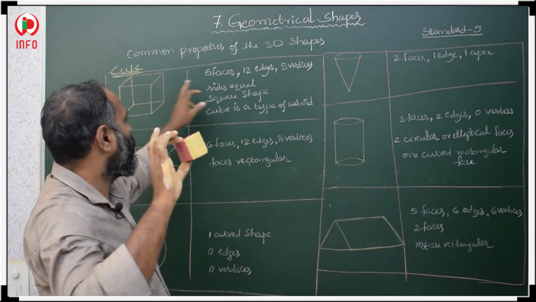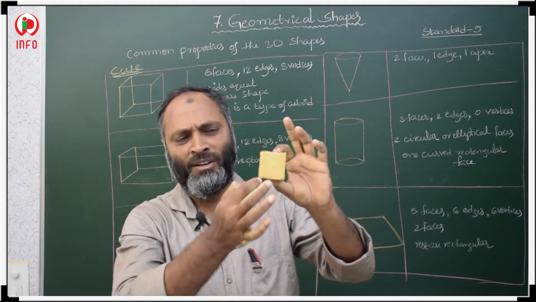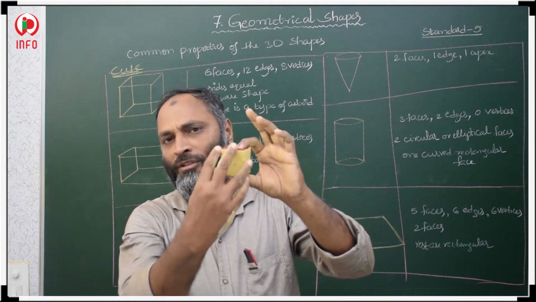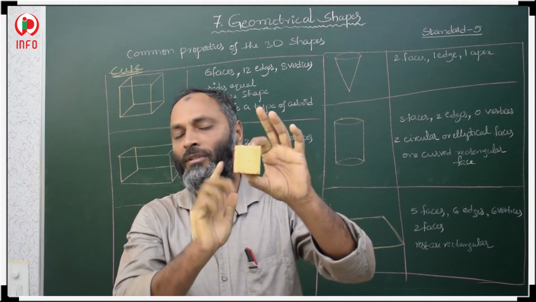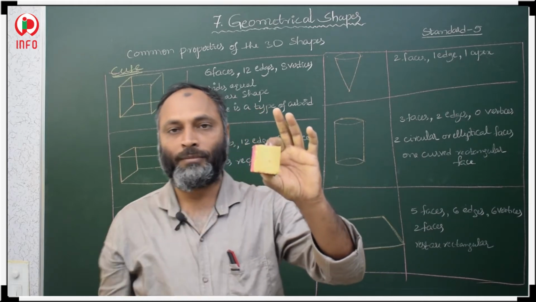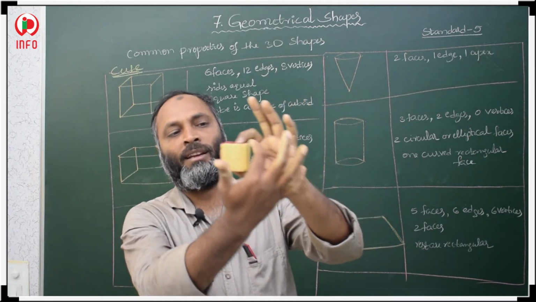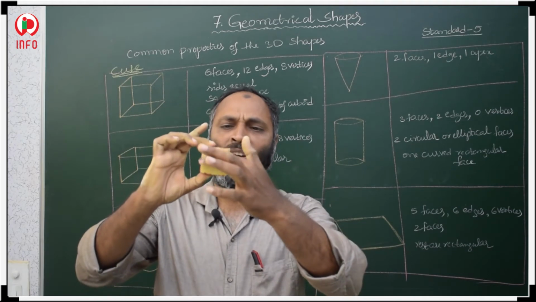And how many edges? 12 edges. Count here: 1, 2, 3, 4. Front side 4 edges. 1, 2, 3, 4. Back side 4. 4 plus 4, 8 edges. This is 9th, 10th, 11th, 12th. Total 12 edges.